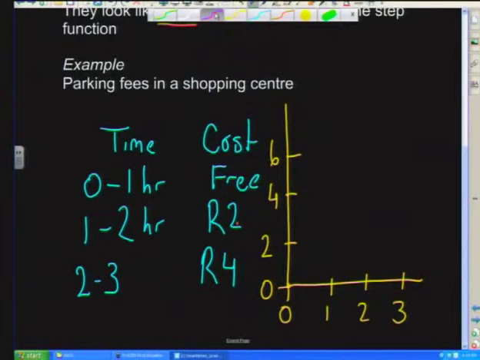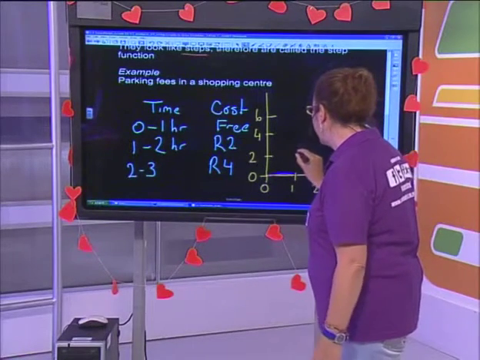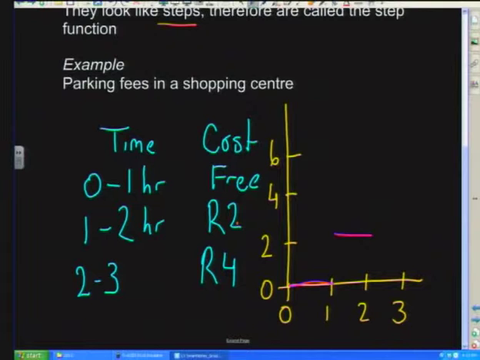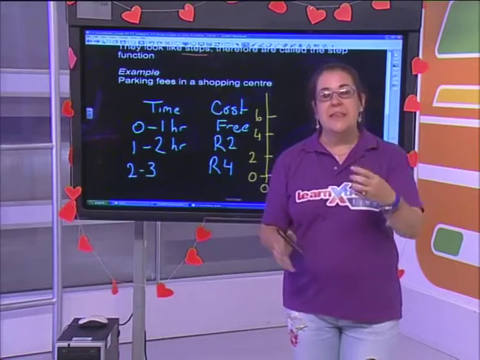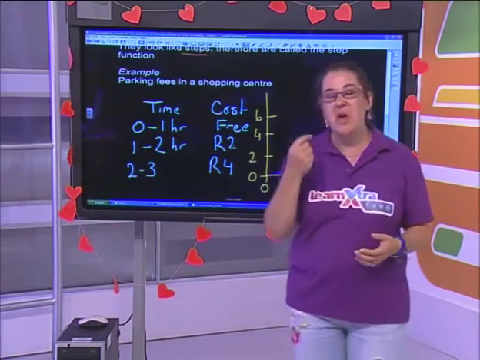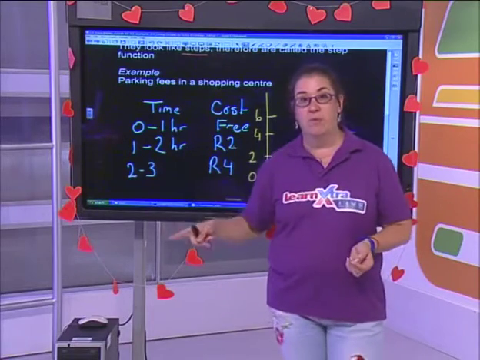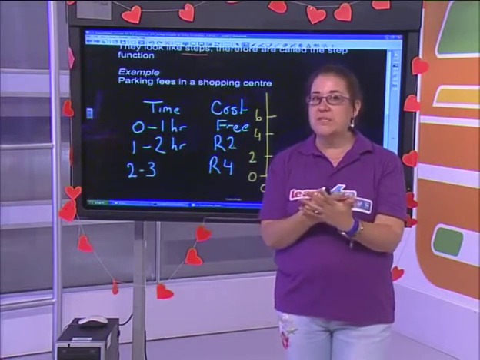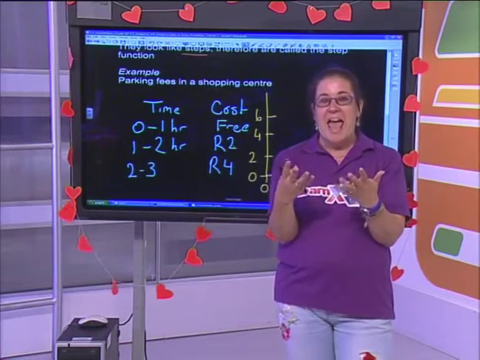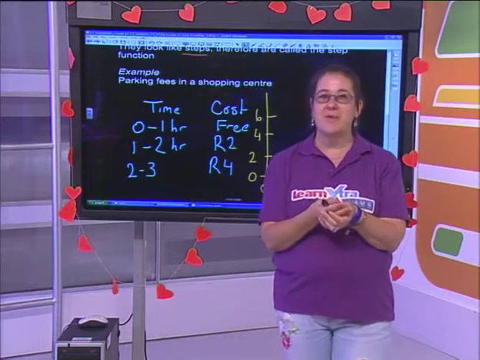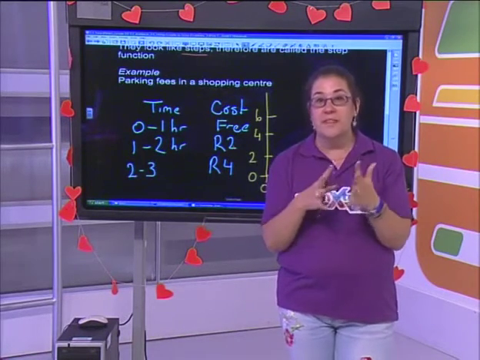So from 0 to 1 hour, it was 0. From 1 to 2 hours, it was 2 Rand. From 2 to 3 hours, it was 4 Rand. And can you see how we've got this step occurring? Now, this is the one reason that I thought, well, I'm not sure if I should include it in the notes. Because in reality, this is one place where the graph is actually not that much easier to read than the table. Imagine if we went to the parking lot and they had this graph for people to interpret and try to work out how much you're paying for parking. I think people will struggle a whole lot more than with the table.